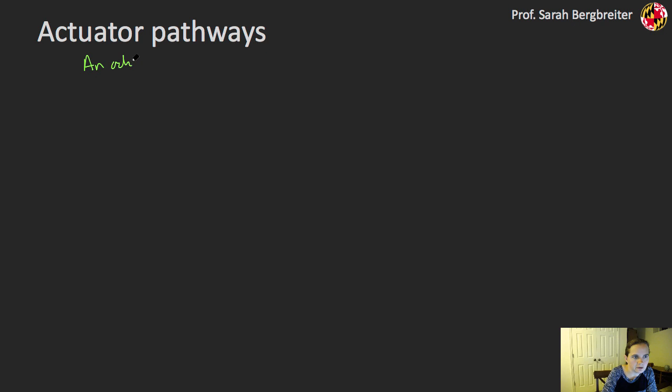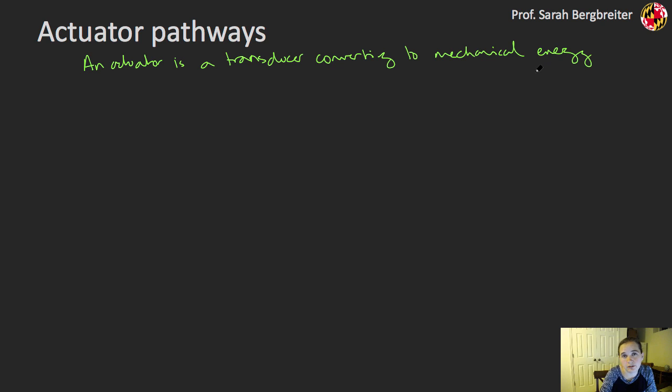An actuator is a transducer converting to mechanical energy. So I could have some form of energy, electrical energy being very common, and I want to convert that to some mechanical energy, some motion or some force output. That would define an actuator. Remember, the transducer part of it is just some energy conversion.